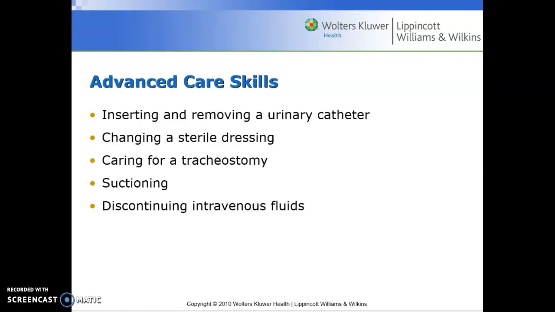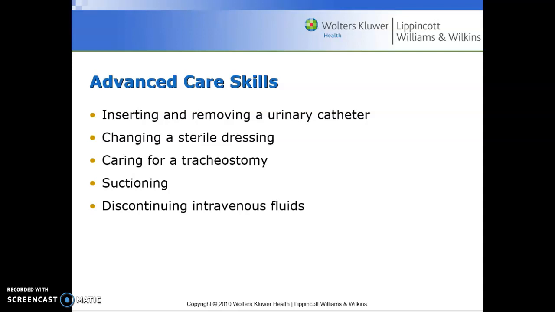Now, we're going to move forward. We're going to talk about advanced care skills. There are different skills that are performed on patients that are considered advanced, and we're going to talk about that. Inserting and removing a Foley catheter.